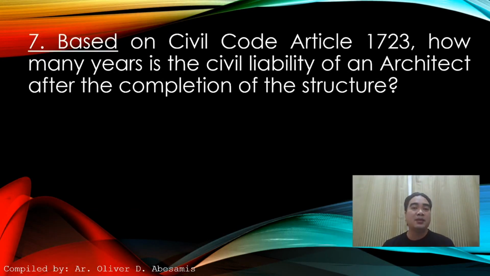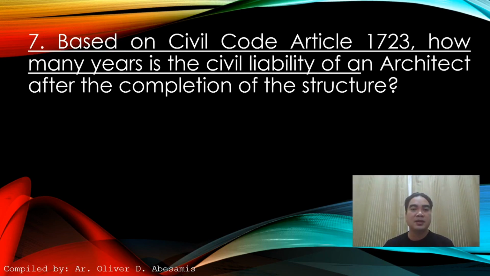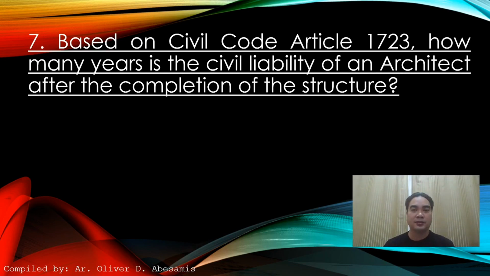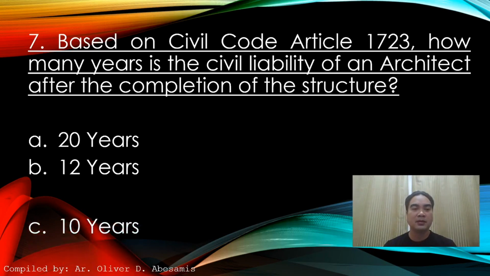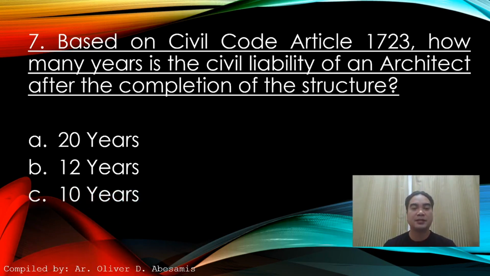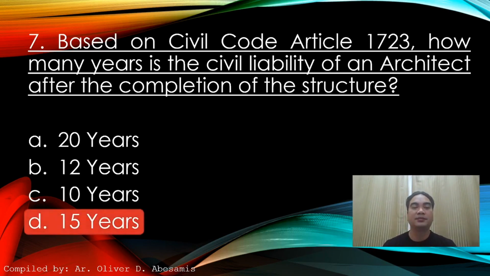Next, based on Civil Code Article 1723, how many years is the civil liability of an architect after the completion of the structure? A. 20 years. B. 12 years. C. 10 years. And D. 15 years. Answer? D. 15 years.